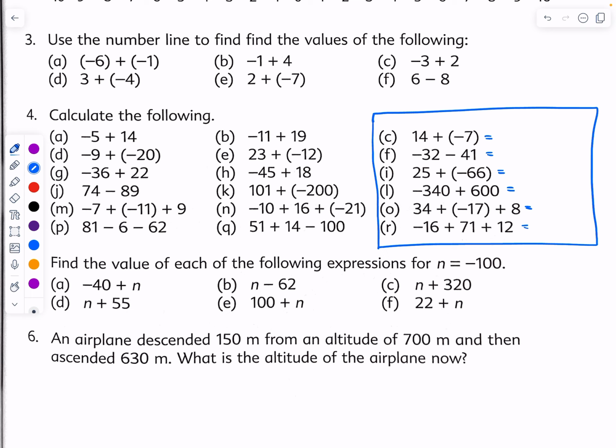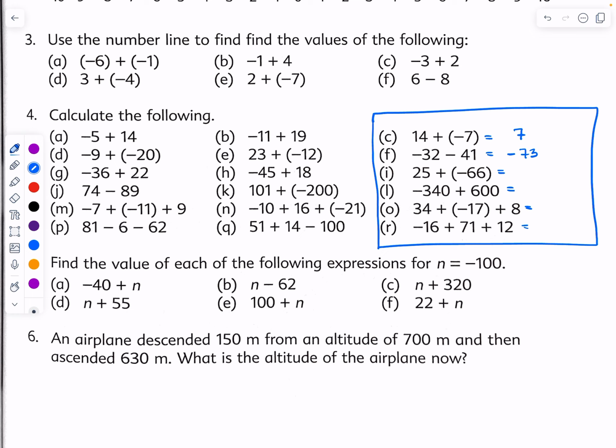14 plus negative 7. The signs are different. Step 1, use subtraction of numerical values. 14 and 7, the difference is 7. Positive or negative, we adapt the sign of the greater absolute value, and it's positive 7. Minus 32 minus 41. I hope you remember my example from the number line. You start at negative 32, you walk 41 steps to the left, and you will end up even farther to the left, negative 73.